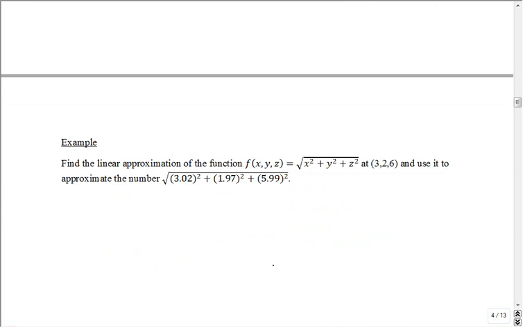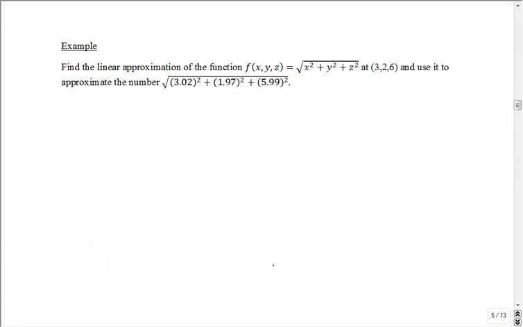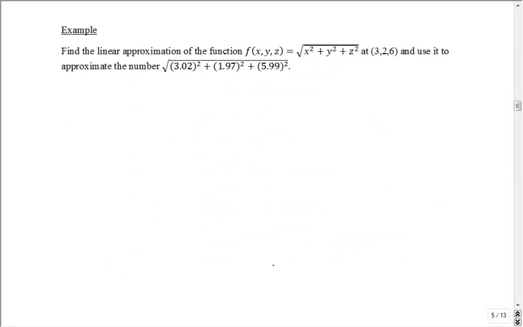Now, I want to do an example whereby you'll see the usefulness of this. But as I say, it was more useful before when we didn't have these calculators. Okay?